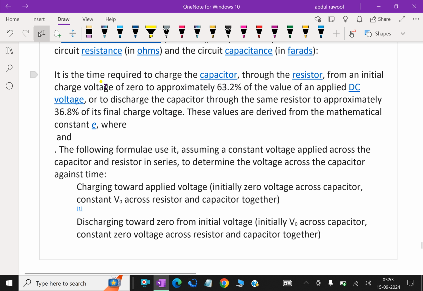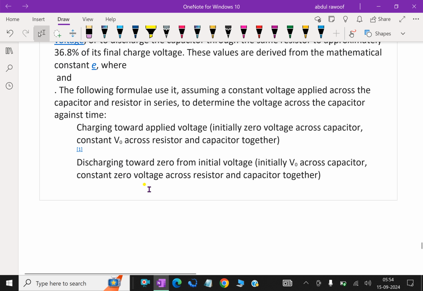That is, the time taken is called the time constant. Or to discharge the capacitor through the same resistor to approximately 36.8%, that is 100 minus this, of its final charge voltage. These values are derived from the mathematical constant e.